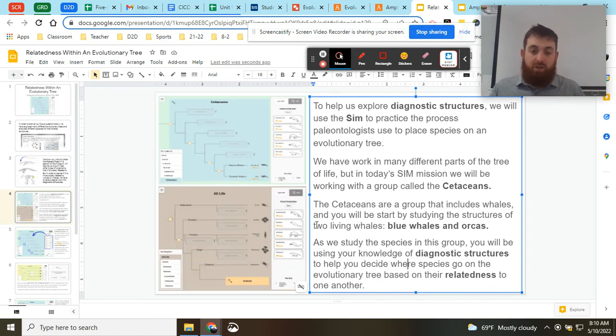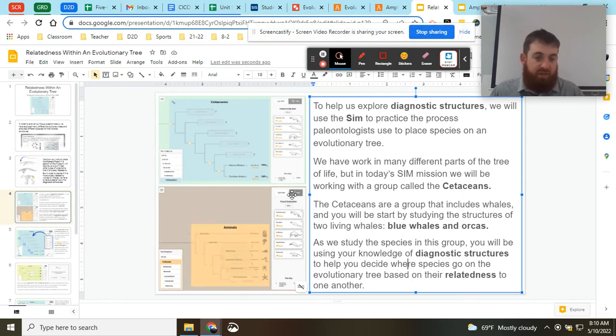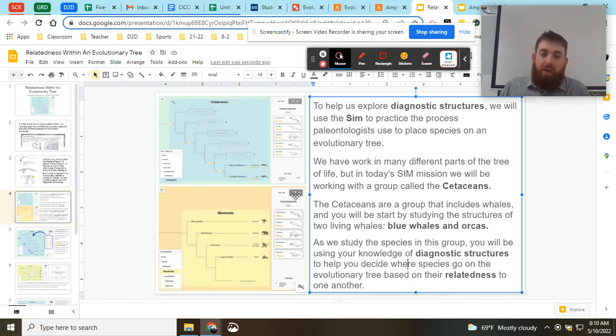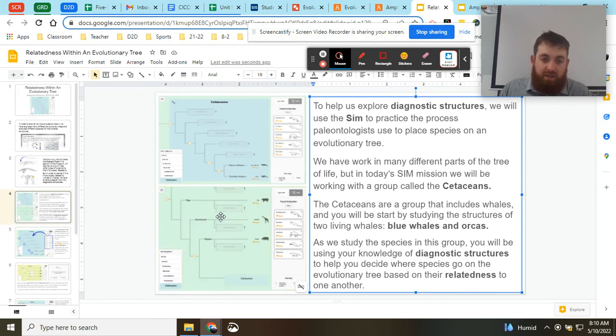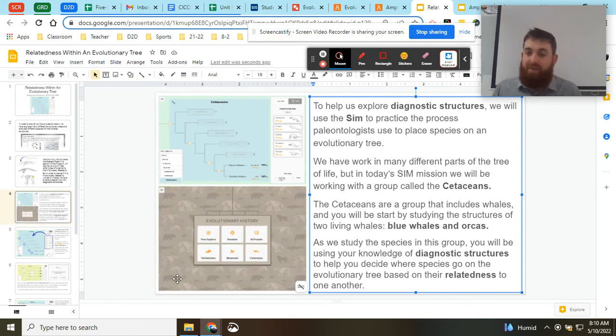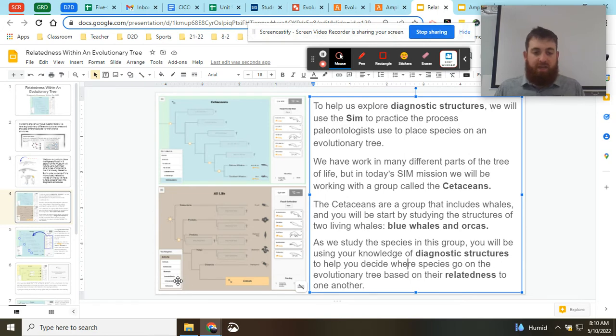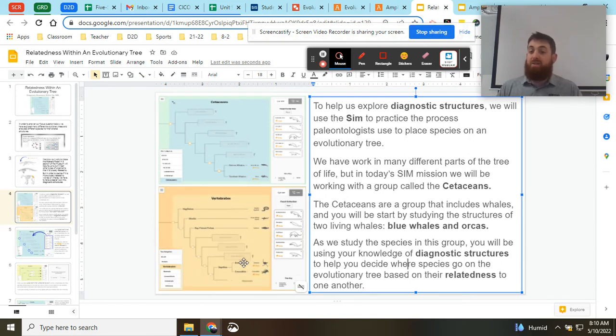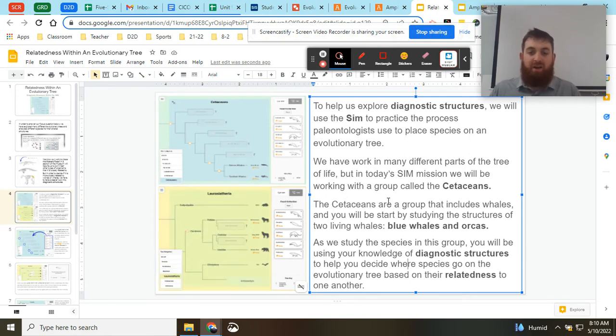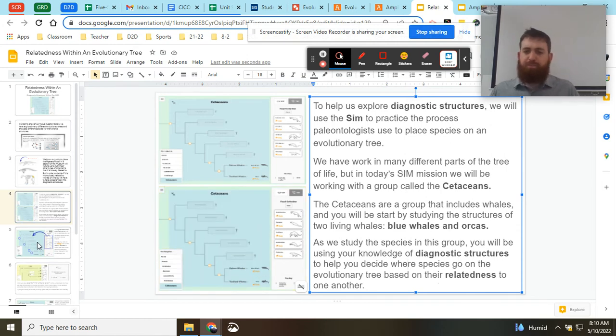to one another. So we're going to be going into the tree section like we always do. And when we go in, we're going to be finding the section for the cetaceans. Okay, it's at the very bottom, that left window that we see here as we go through the GIF. So we'll click on tree, we'll find the cetaceans, we'll click on that, and it'll kind of zoom to that section so we can begin comparing these different species, thinking about diagnostic structures.